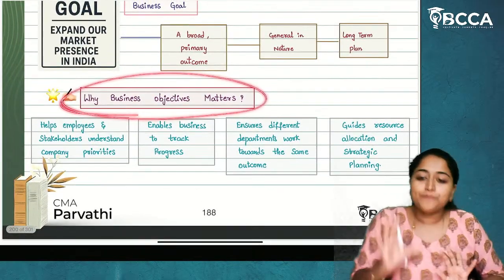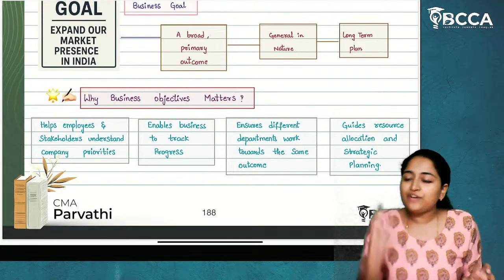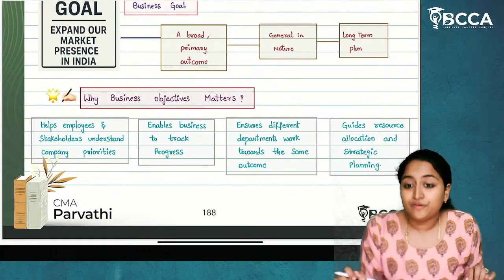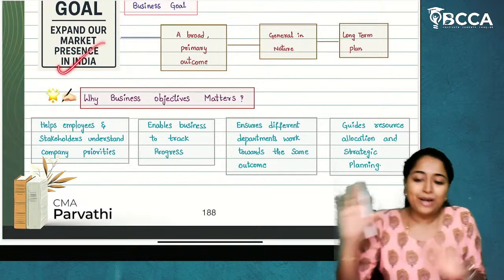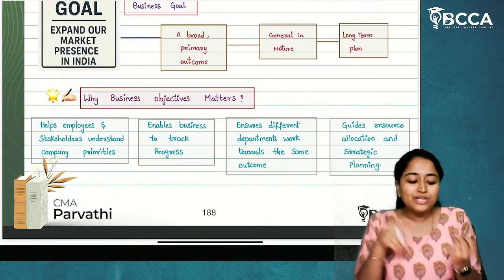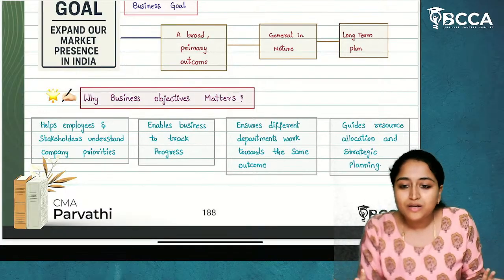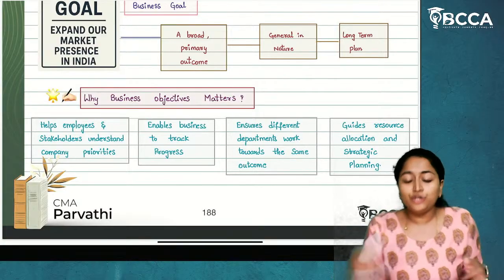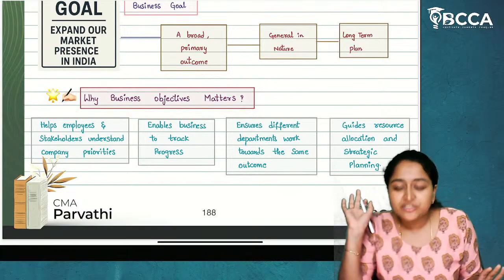Now, why do business objectives matter? For any organization, why do they need to have an objective? If I have a goal, isn't that enough? No, it's not enough. With a goal, you will just think, okay, I have to expand my market presence in India. But you don't have any time frame. If you don't have a deadline, then you will not work at all. Okay, I don't have a deadline, so I'll relax. I'll do it tomorrow. You'll start procrastinating. So why do business objectives matter?